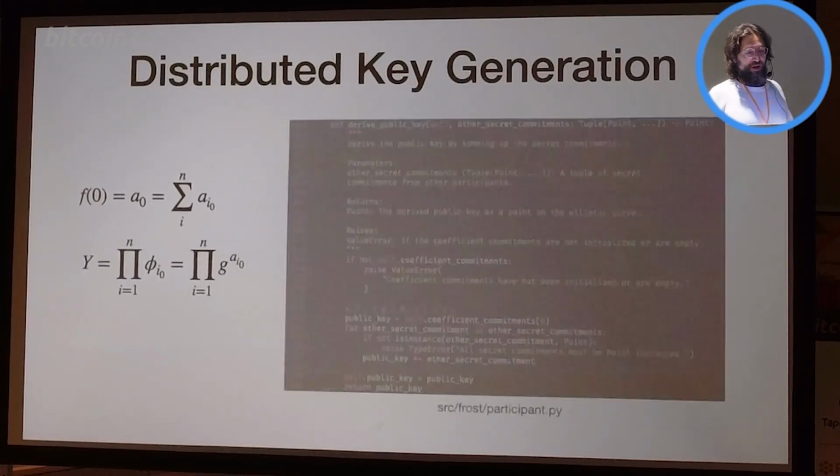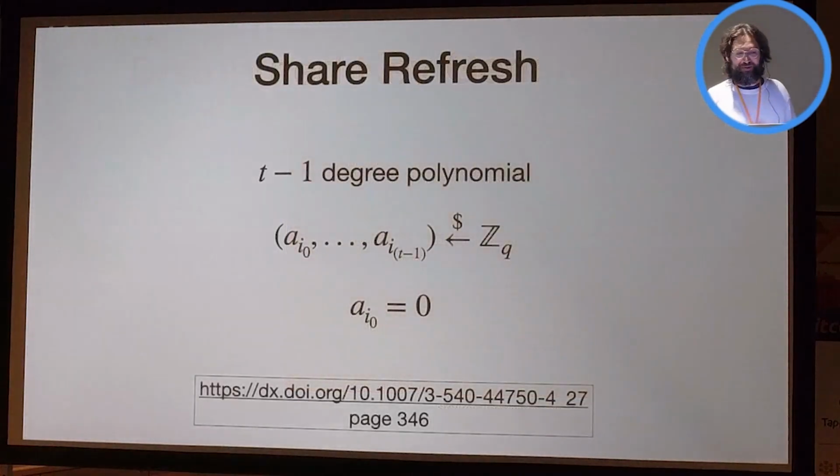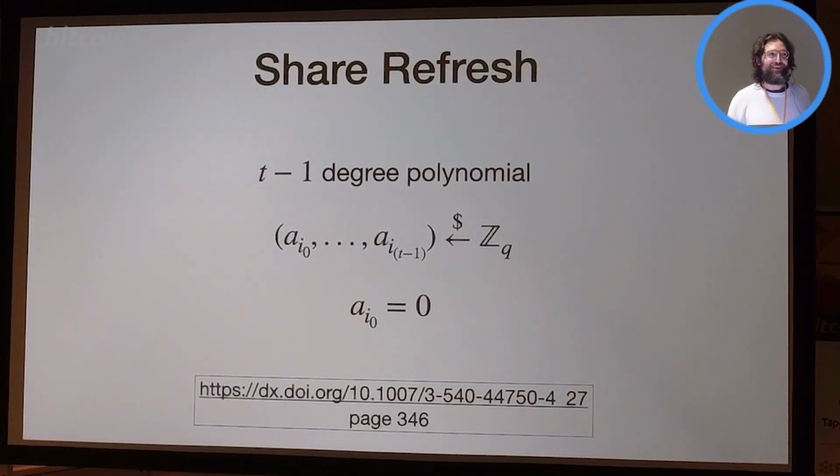So now we're going to get into the interesting stuff, which is the FROSTy Brews. The first one is share refresh. How do we change each participant's share without changing the secret? Again, this is to defend against the mobile adversary, or to be able to, after repairing a share, invalidate the lost one.